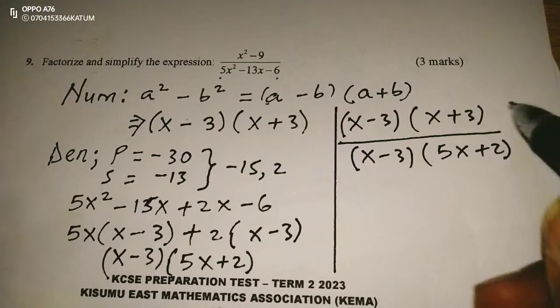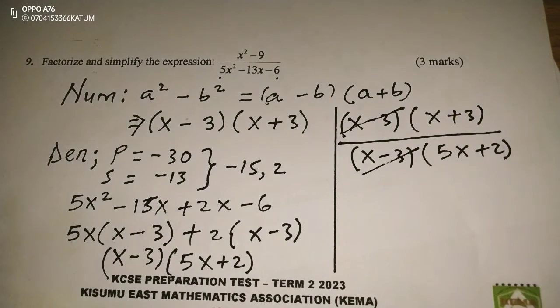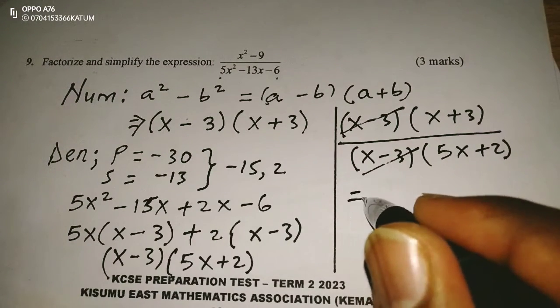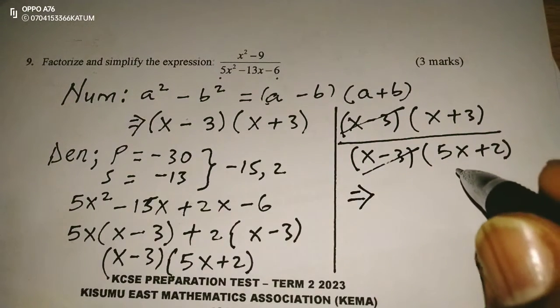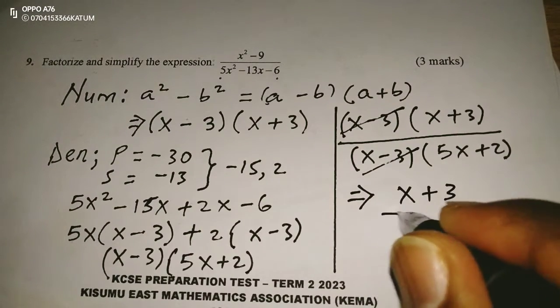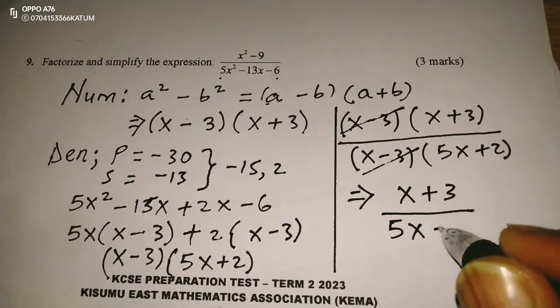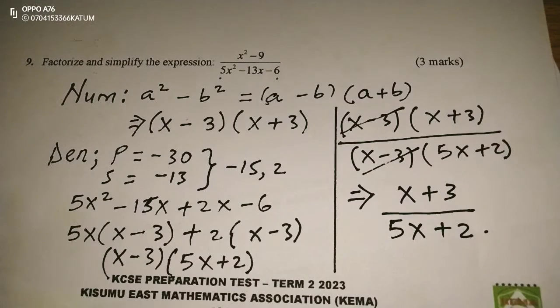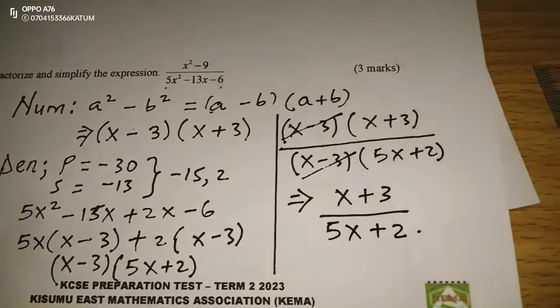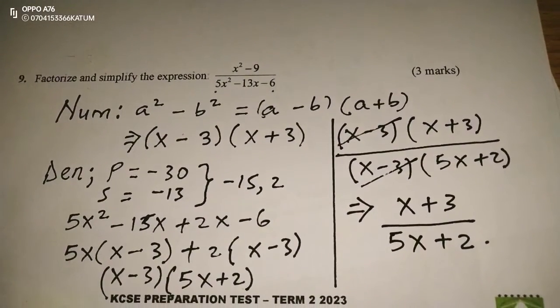So in the factors, we can see there is a factor which is common in both numerator and denominator. We can simplify, and the simplified form of this expression is going to be x plus 3 divided by 5x plus 2. This is the form now which cannot be factorized further, and it will be our final answer.